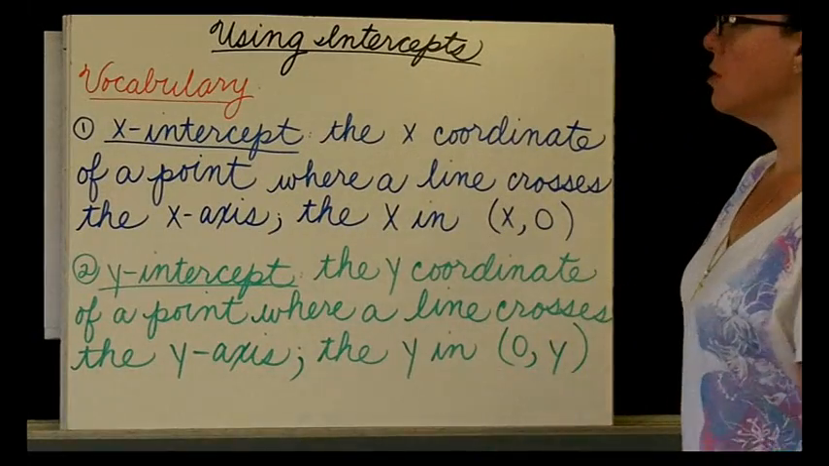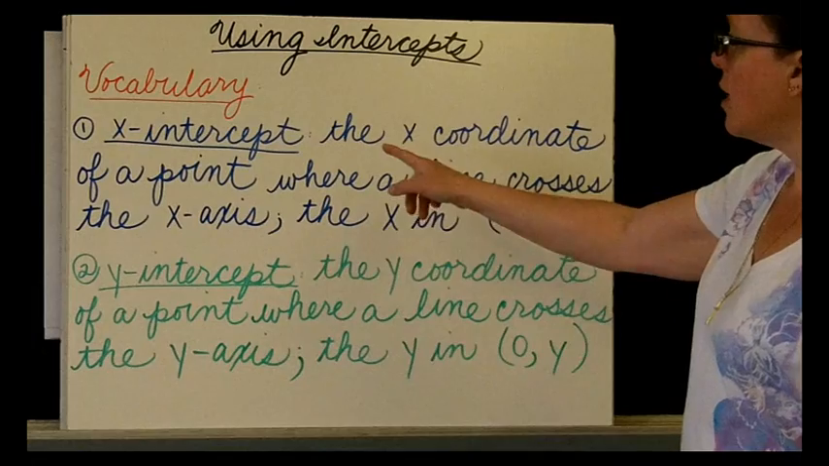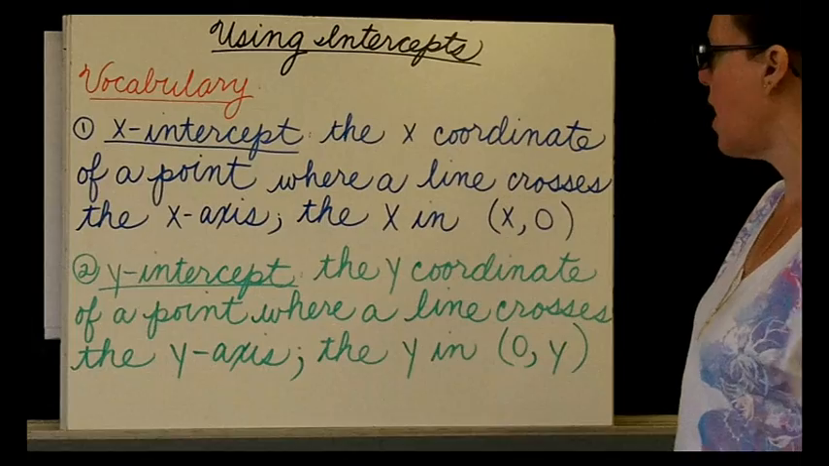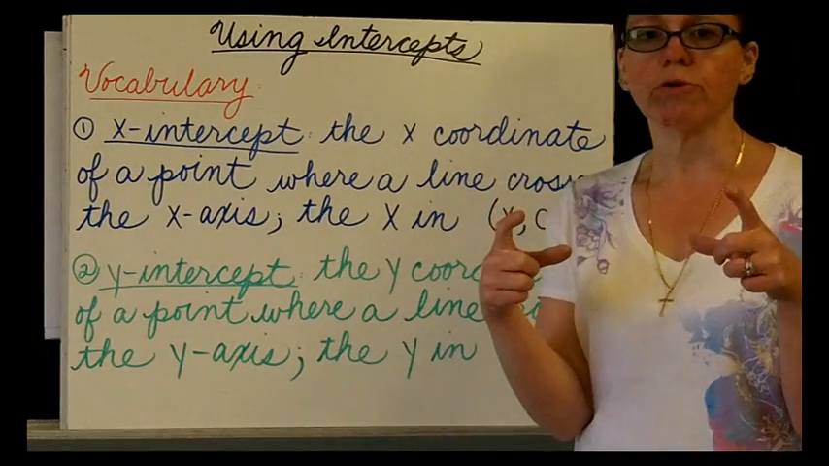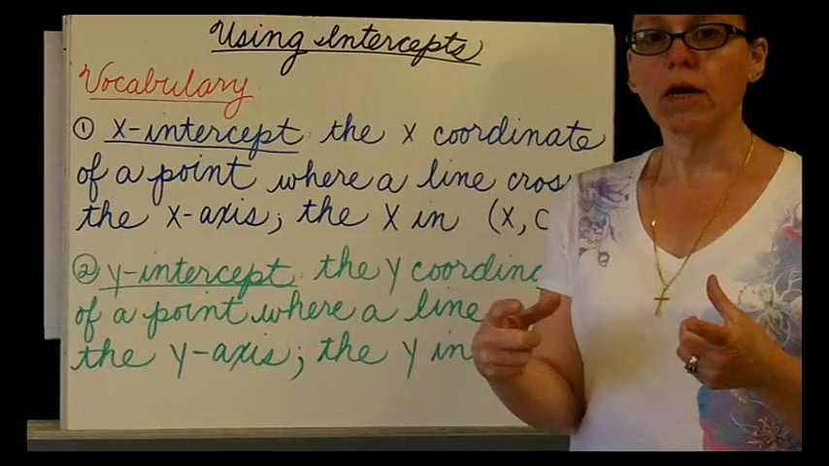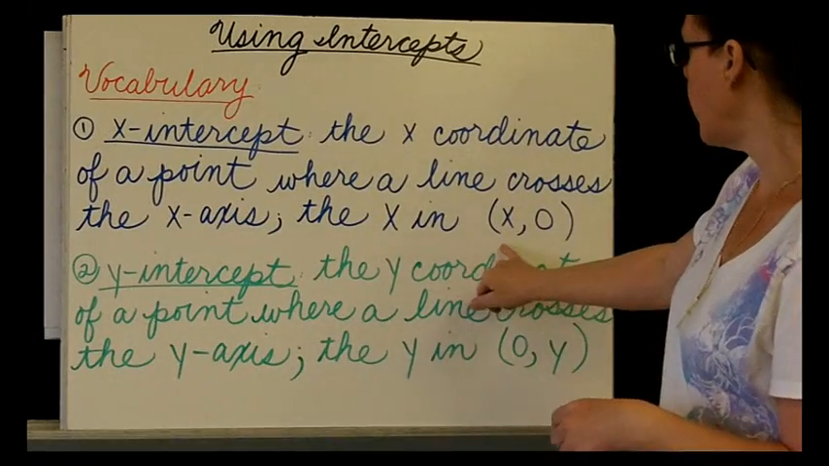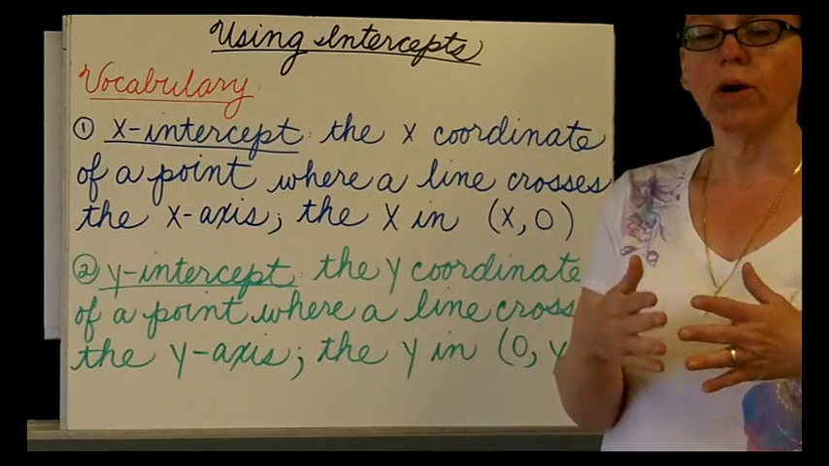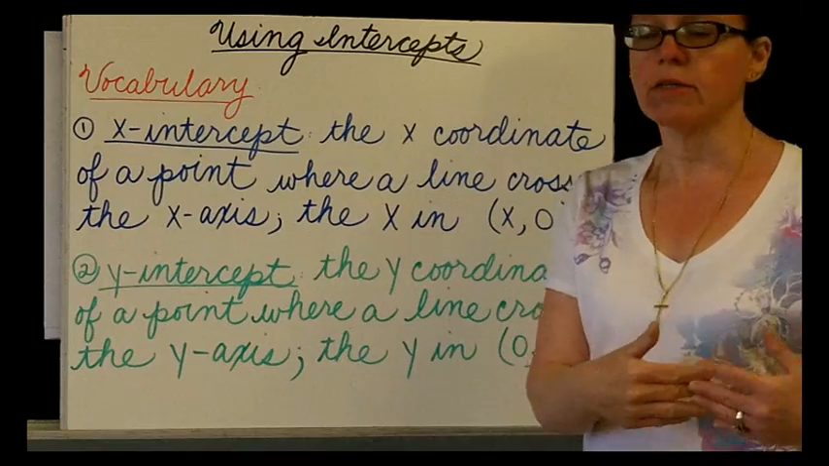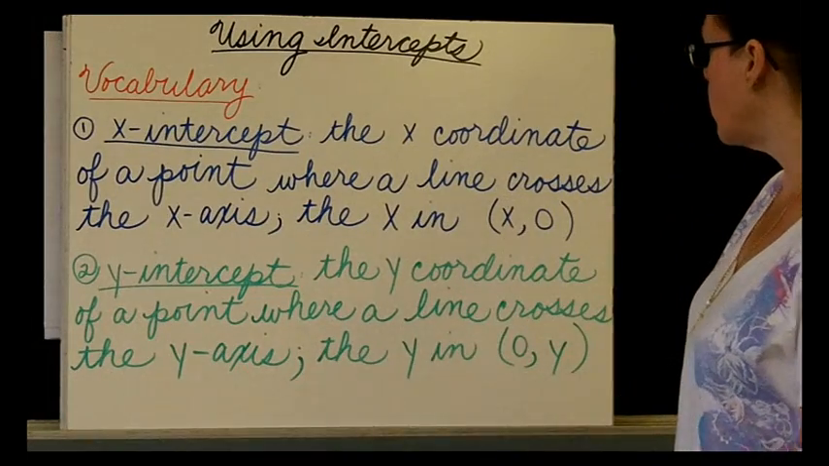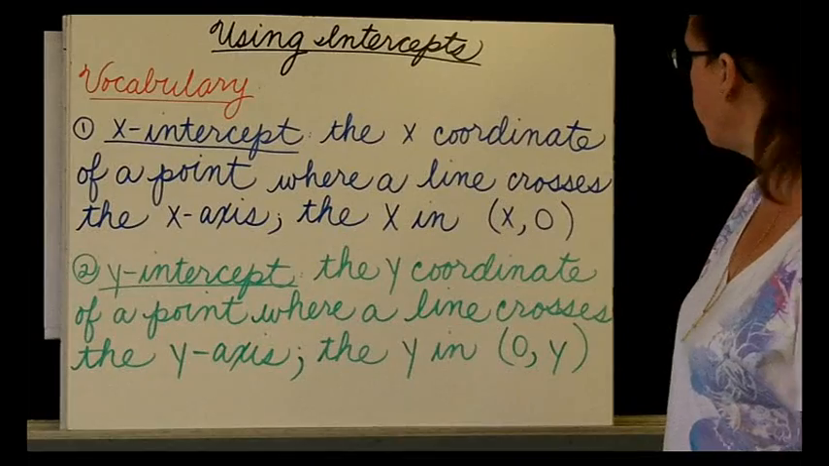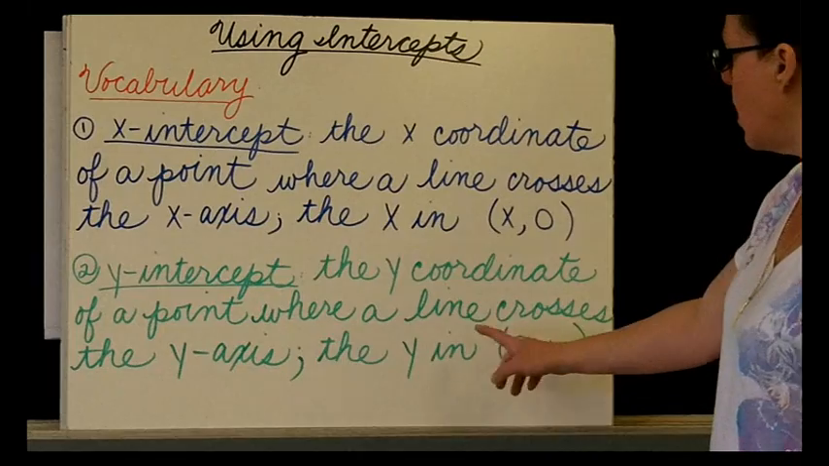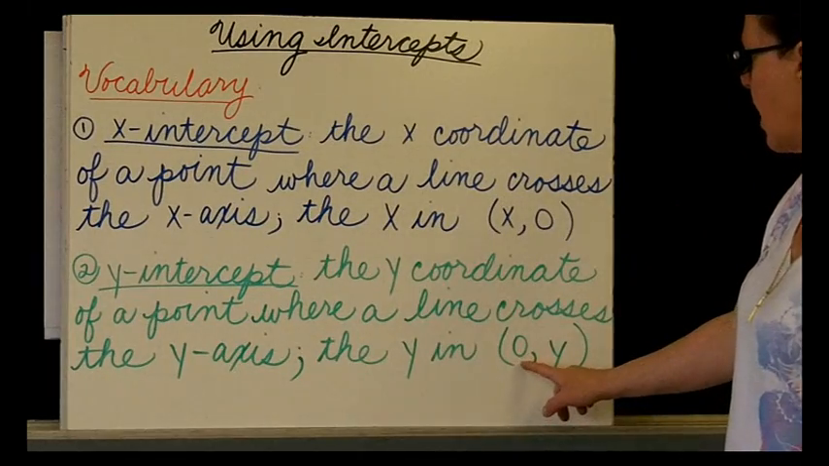Formally, here are the definitions from your book. The x-intercept is the x-coordinate of a point where a line crosses the x-axis. So basically, we have an ordered pair, an x and a y. The x-intercept is the x that we have when y is 0, because if y is 0, the point stays on the x-axis. And likewise, the y-intercept is the y-coordinate of a point where a line crosses the y-axis. And when we have a y-intercept, the x is 0.